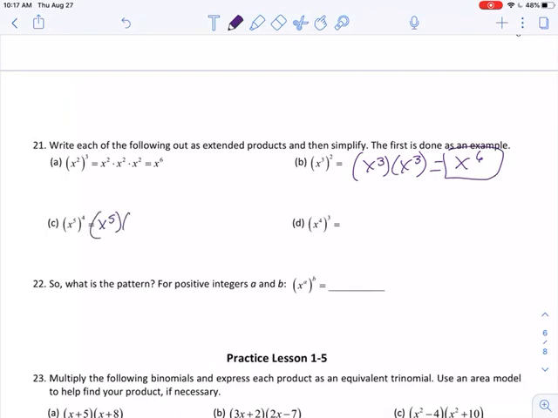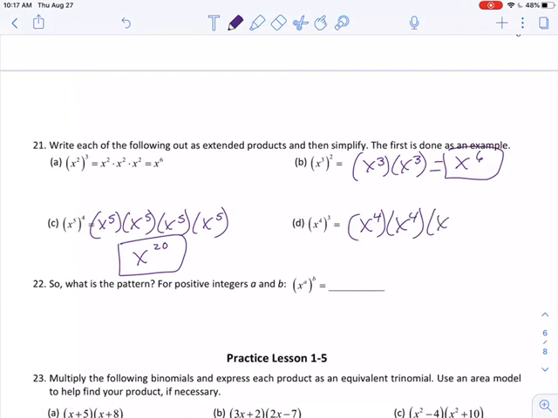X to the 5th, but 4 times. It's x to the 5th, x to the 5th, x to the 5th, x to the 5th. Now I'm going to add all those exponents up. 5, 10, 15, 20 is x to the 20th. And x to the 4th, but 3 times. So I'm writing this out. And now when I go to multiply these, I add all these exponents. 4 plus 4 plus 4 is x to the 12th.